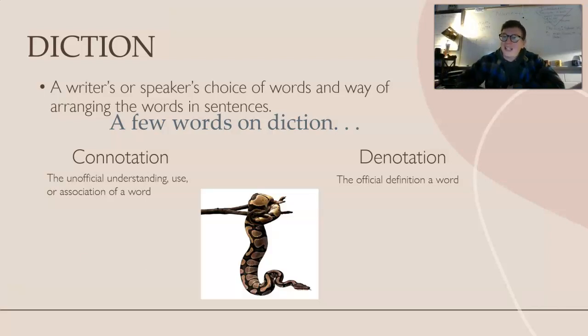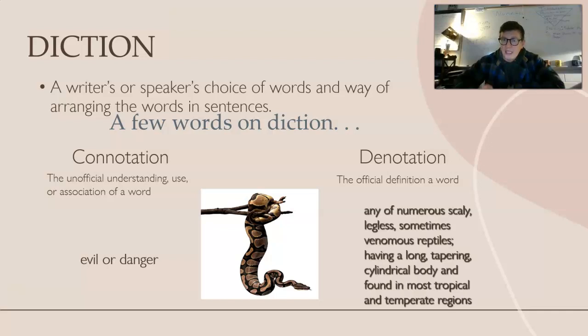Okay, so like a snake. A snake often has an evil or dangerous association to it, even though the denotation of a snake is just that of a reptile. It doesn't have any emotional meaning. But if people hear a lyric, a song, or a poem or story with a snake in it, generally that snake is going to have a negative connotation.